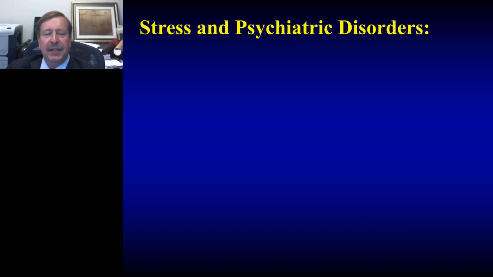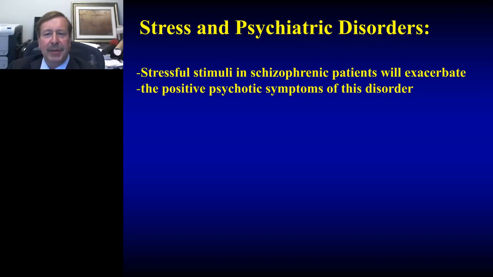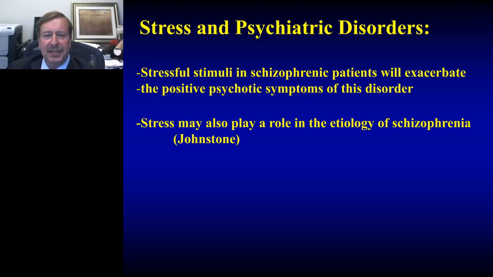Well, we know that stress is something that plays a major role in schizophrenia and other disorders. Stressful stimuli in schizophrenia patients are known to exacerbate the positive symptoms of this disorder. We know that stress can play a role in the etiology of schizophrenia. In fact, Eve Johnstone looked at a number of children who were at genetic risk for schizophrenia in the juvenile state, before they showed any symptoms, and looked at their characteristics. One thing she found is that the children who were hyper-responsive to stress tended to be the ones who converted to schizophrenia.